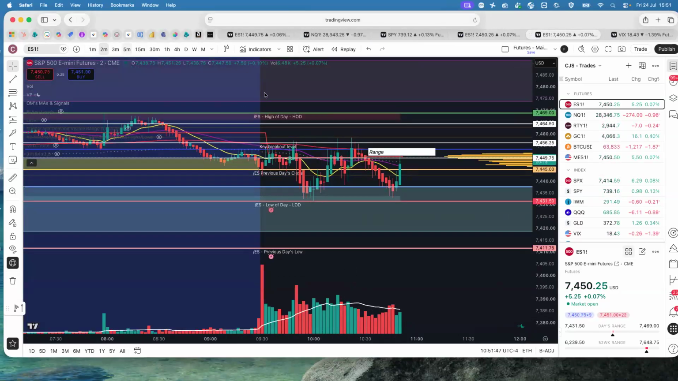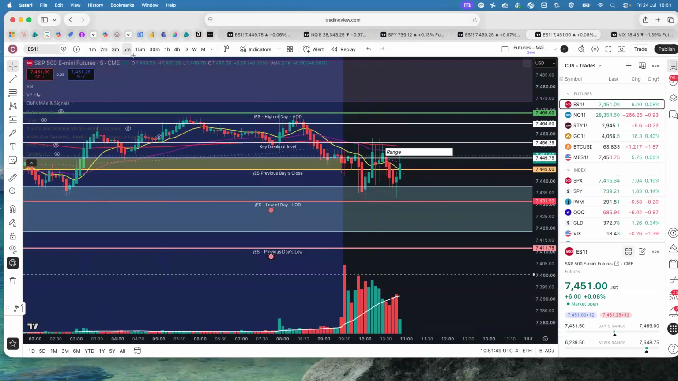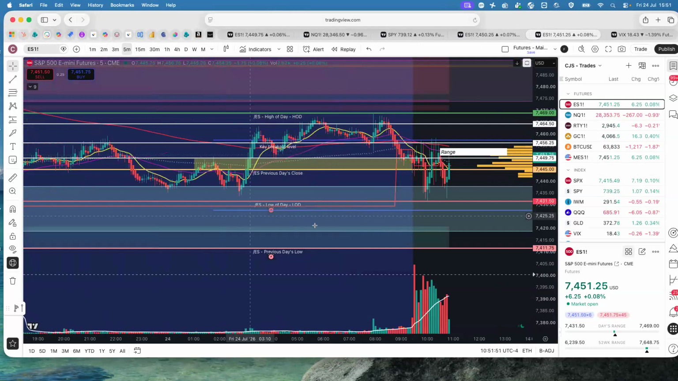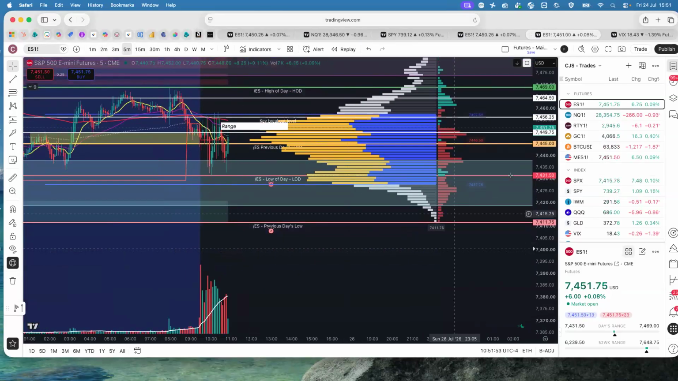See that? Look at that push to the upside. It's a week, by the way. Hold on. Let's see.